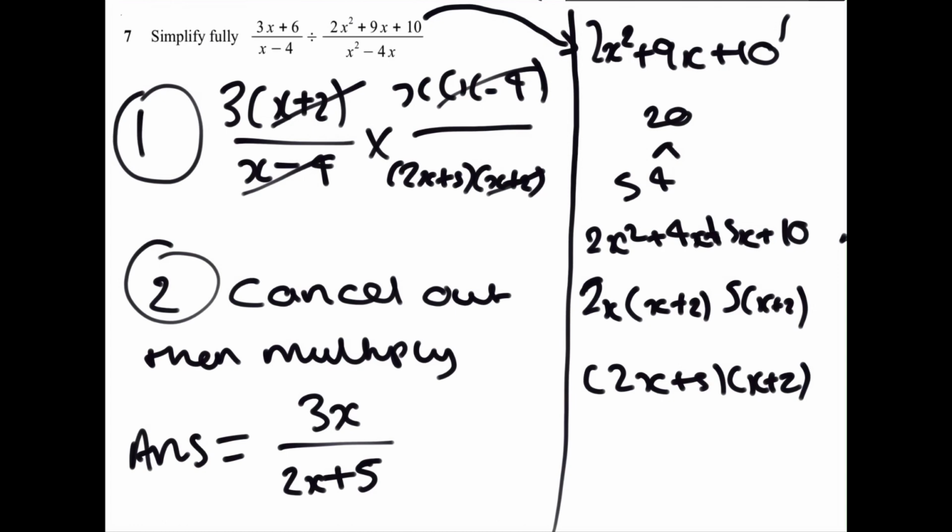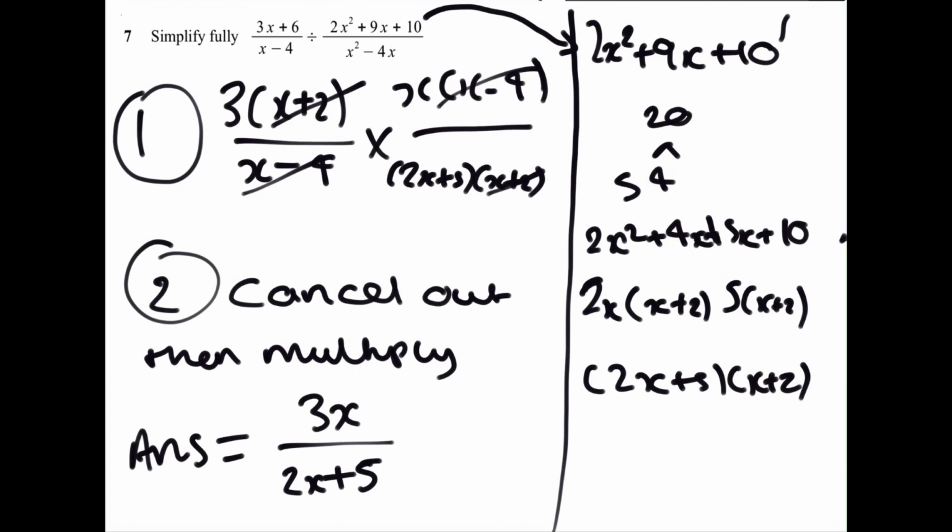Now we can see that we got 3 brackets x plus 2 over x minus 4 multiplied by x brackets x minus 4 over 2x plus 5 x plus 2. Now we can see that x plus 2 and x plus 2 is present, so when we cross multiply, they will cancel out. Same thing goes on with x minus 4. When we cross multiply, they will cancel out. So we cancel them all out.